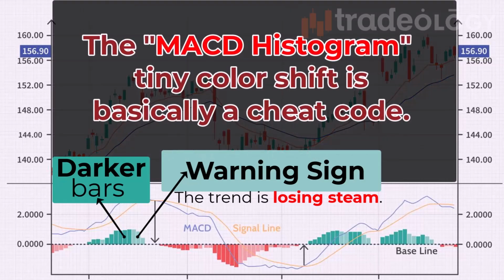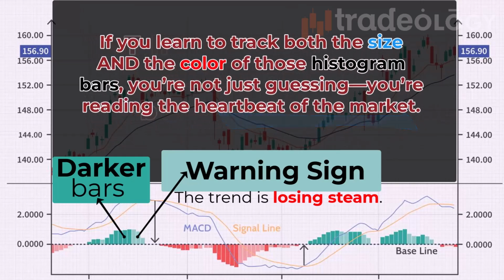That tiny colour shift is basically a cheat code, giving you a head start on spotting when the market might be about to flip. So here's the deal. If you learn to track both the size and the colour of those histogram bars, you're not just guessing, you're reading the heartbeat of the market.